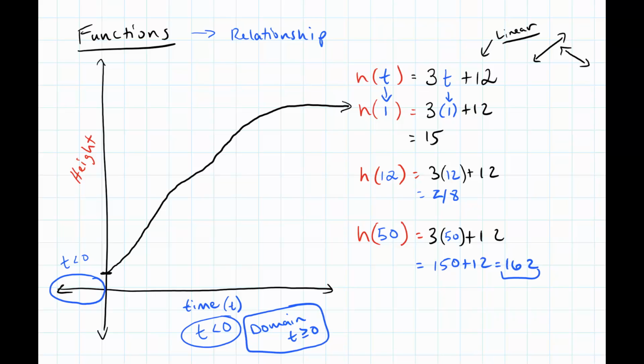Now, by the same token, height has to be greater than or equal to 0. And that is what's called the range. So the set of allowed outputs is the range. And you can see here, the part that is not part of the range is a negative height. Clearly, I cannot be less than 0 inches tall. So this is just a general overview of functions. They describe a relationship between an input and an output.